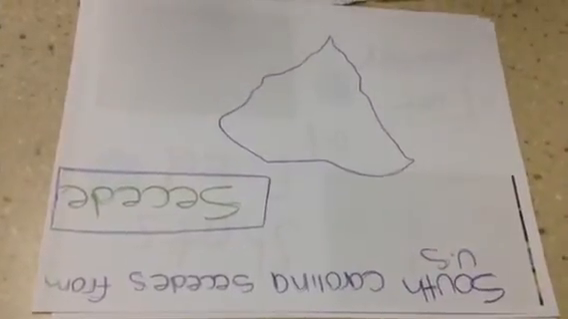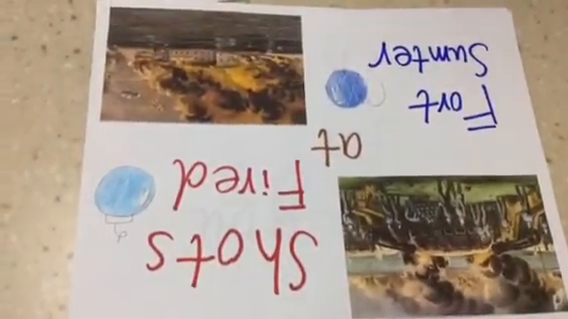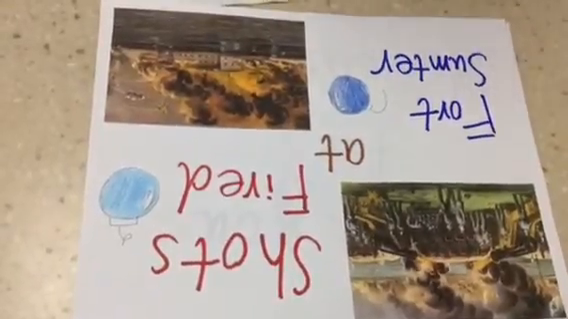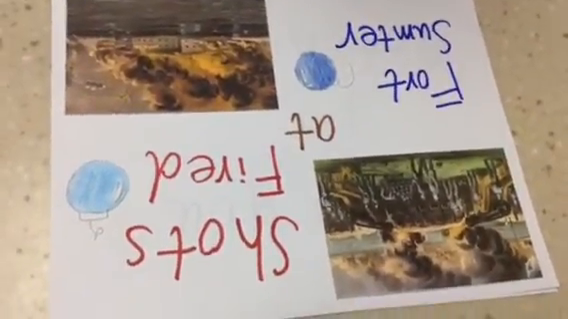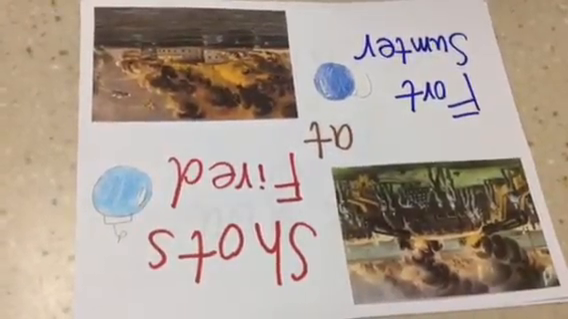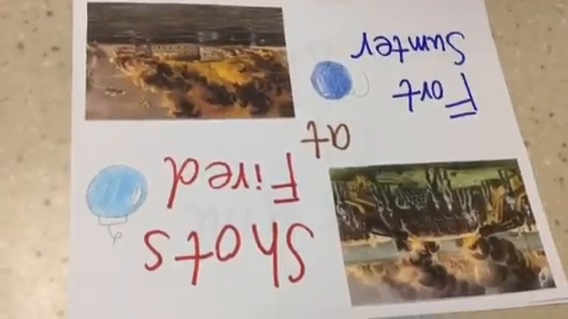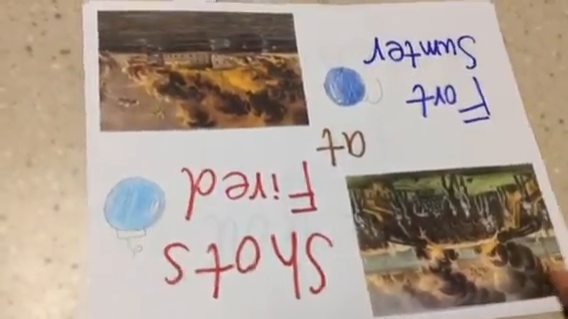South Carolina secedes from the U.S. South Carolina decided to secede from the United States. Shots fired at Fort Sumter. This was a bombardment of Fort Sumter near Charleston, South Carolina, by the Confederate States Army, and the return gunfire and subsequent surrender by the United States Army that started the American Civil War.